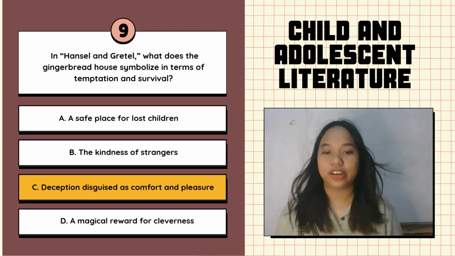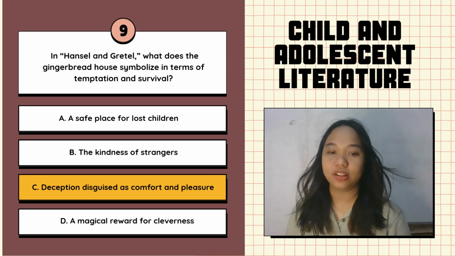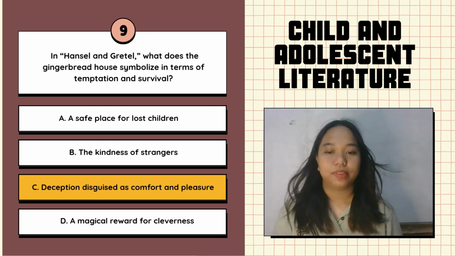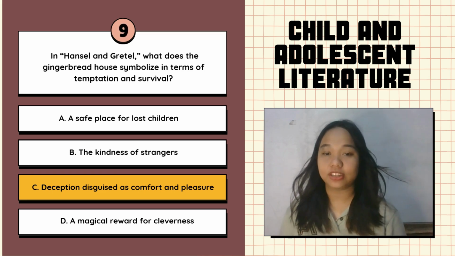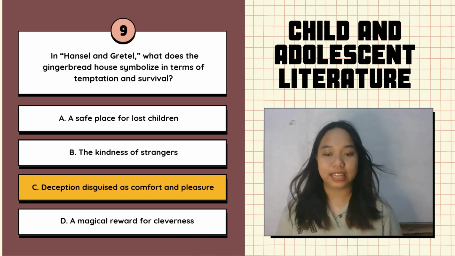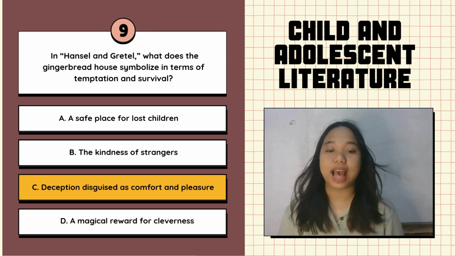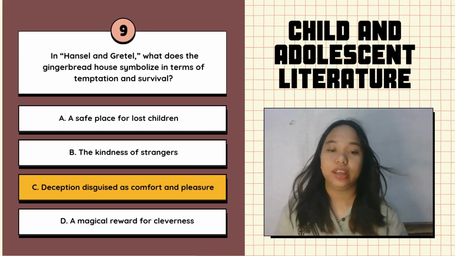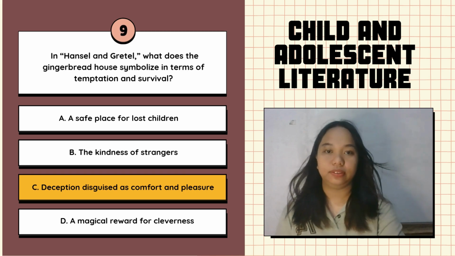For the option letter A, it is not safe at all. It is a trap. So letter A is incorrect, and letter B is also incorrect because the witch represents danger, not kindness. And lastly, letter D is also incorrect because the house is not a reward, it's a lure.